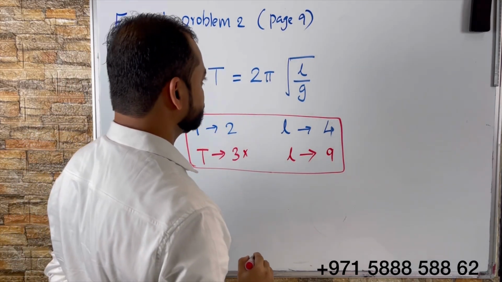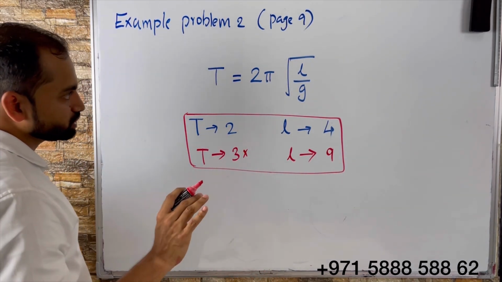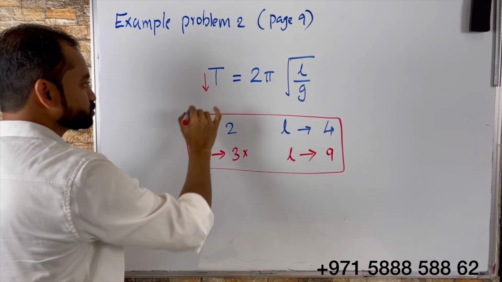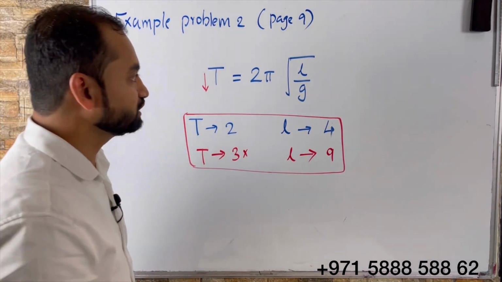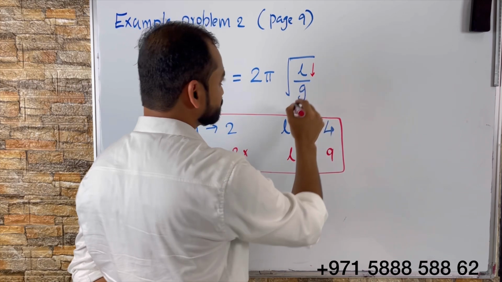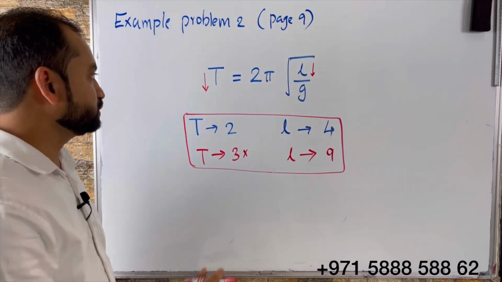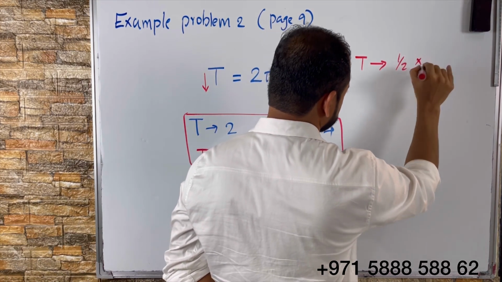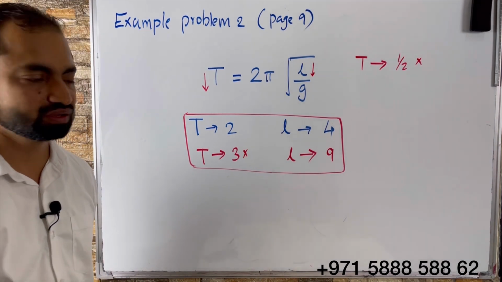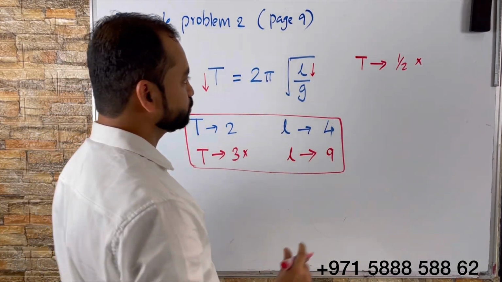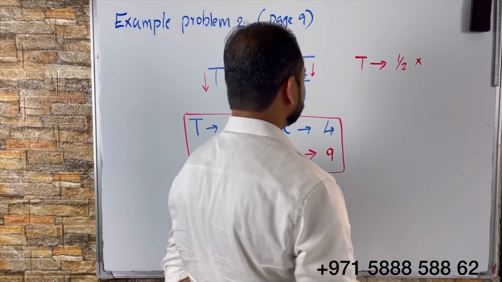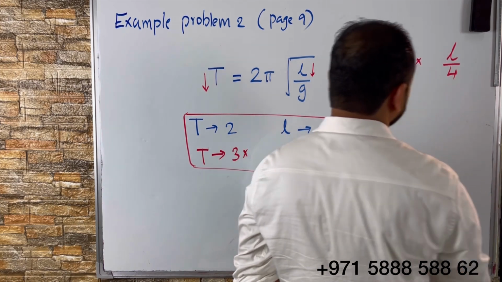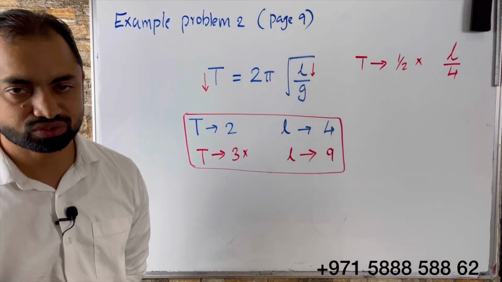Then to halve the time period, how much do you need to decrease the length? If you want to reduce the time period, you have to decrease the length of the pendulum. So if you want to make it 1/2 times, meaning you want to reduce the period to half, you have to reduce the length by how much? By 1/4.